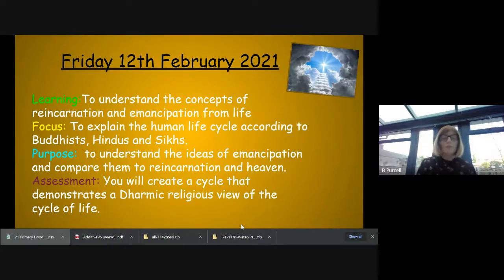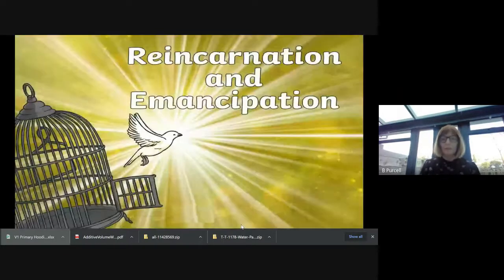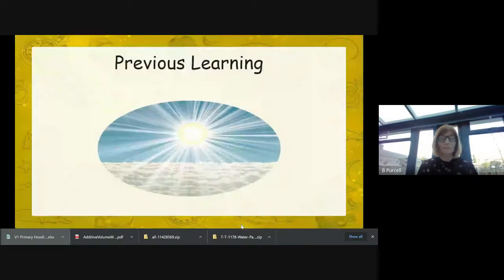Okay, so reincarnation means a rebirth, a new beginning. And emancipation means freedom from something, so it's to gain freedom. So we will look at what these concepts mean to each Dharmic religion and what each different religious view is. But before, we'll look back at our previous learning.